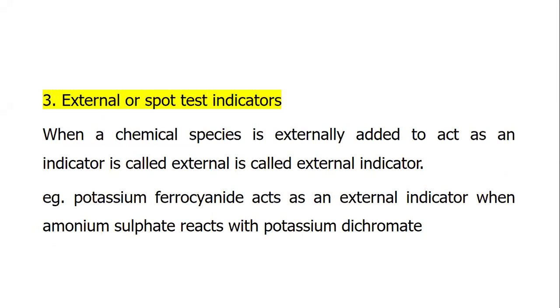External or spot test indicators: when a chemical species is externally added to act as an indicator, it is called an external indicator. Potassium ferricyanide acts as an external indicator when ferrous ammonium sulfate reacts with potassium dichromate.